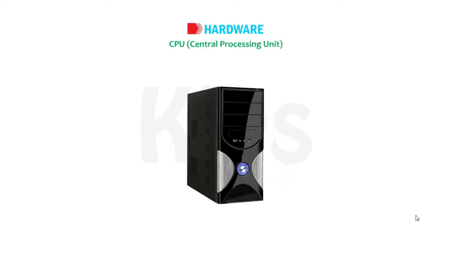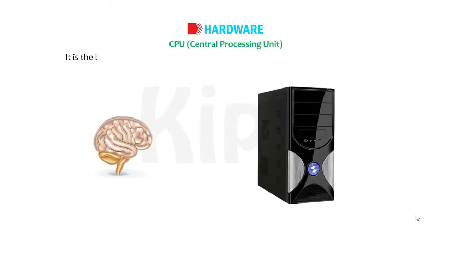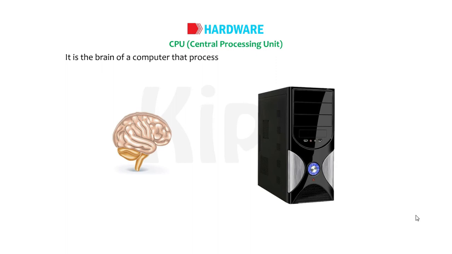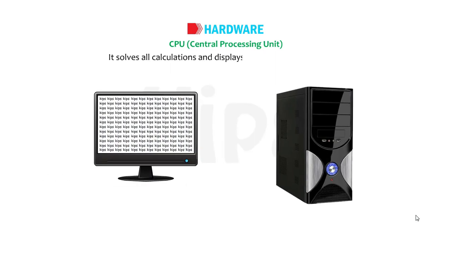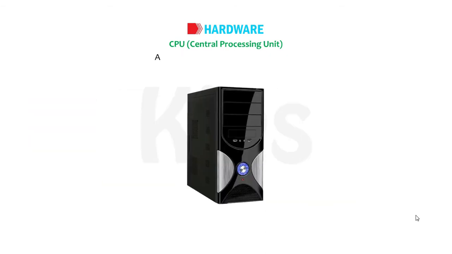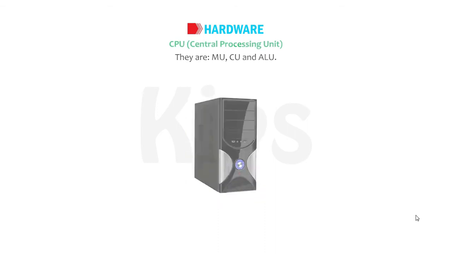CPU, Central Processing Unit. It is the brain of a computer that processes all the instructions given to the computer. It solves all calculations and displays the result on the monitor. It also stores a lot of information. A CPU is made up of three main parts. They are MU, CU and ALU.